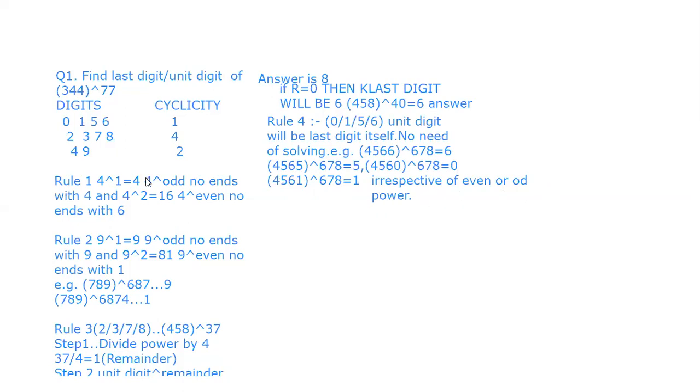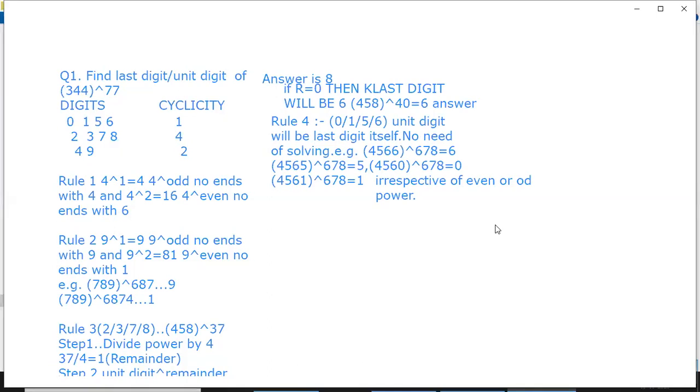So in this way, we have done all the rules. By using this small table and keeping rules number 1, 2, 3, 4 in mind, we can find the last digit of any number. Now we will be doing a few questions with you to understand this concept.